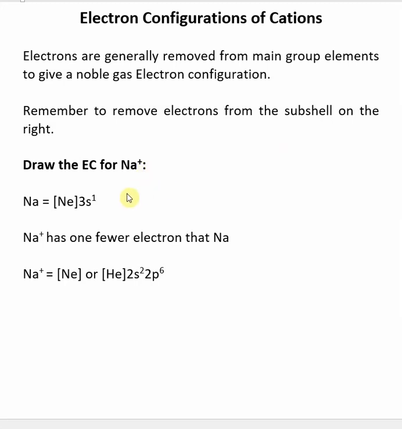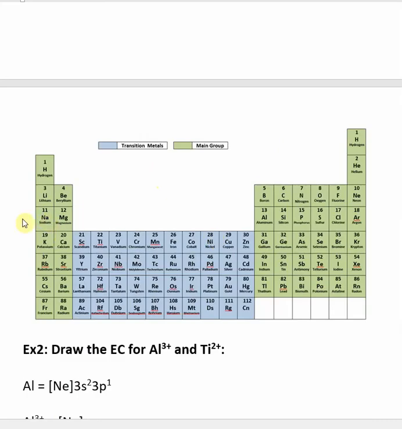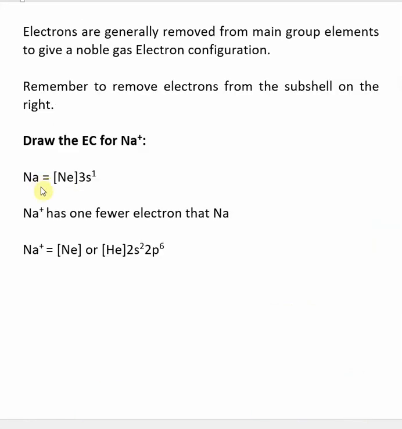So here I ask for the electron configuration of sodium plus. As always, we want to start with the electron configuration of the neutral species. So when we look at a periodic table for sodium, we backtrack, we realize it has a neon noble gas core, and then we have added one 3s electron to it. So the electron configuration of neutral sodium is the neon noble gas core plus a 3s1 electron.